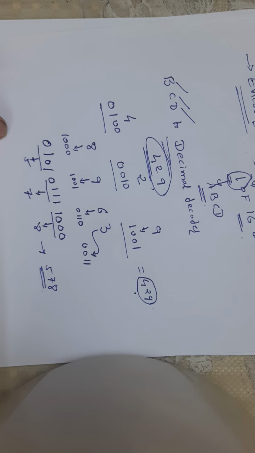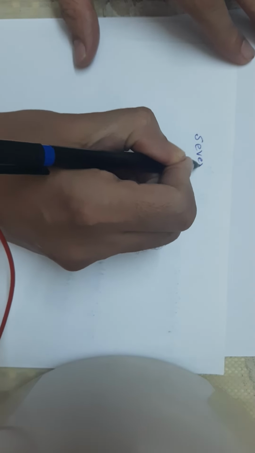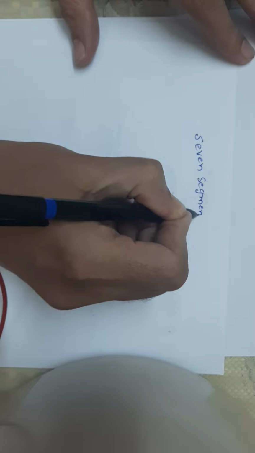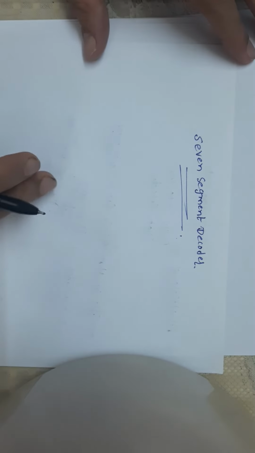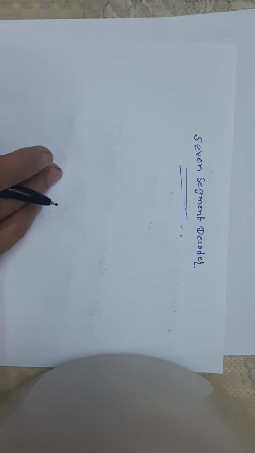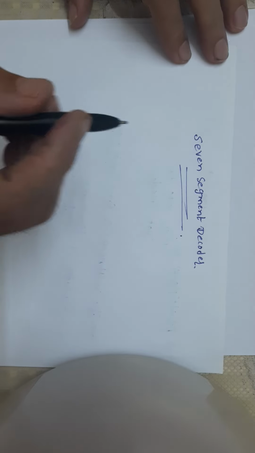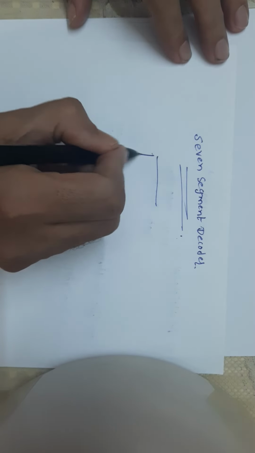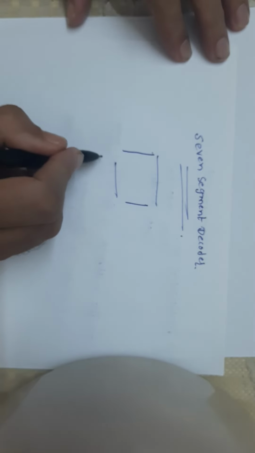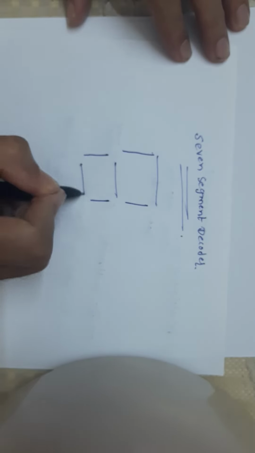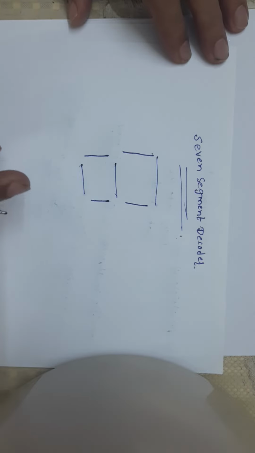Our next topic is the 7-segment decoder. You can see the 7-segment display in your digital watch, like this. There is this type of circuit in your calculator also.